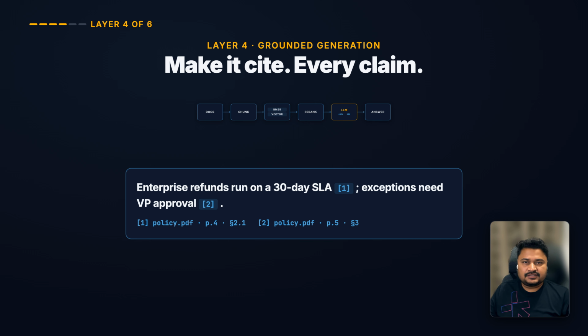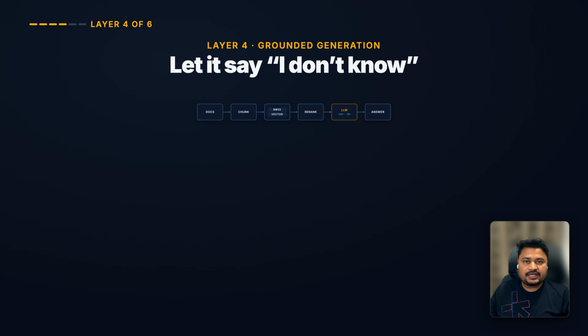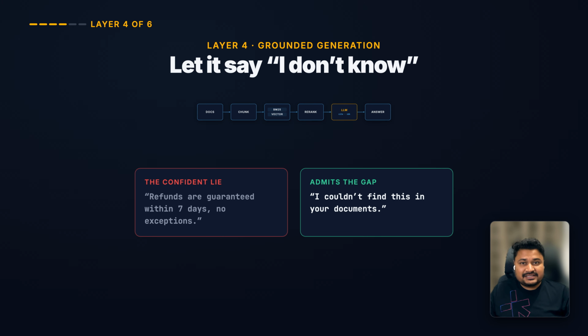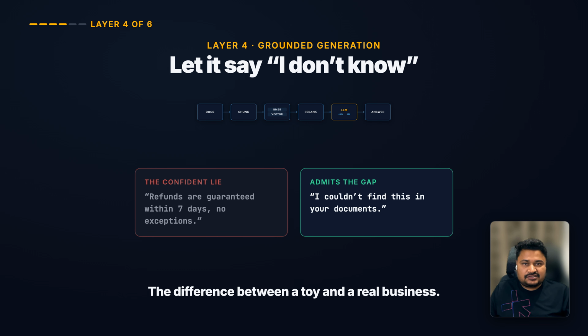Second, and this is the one people are scared to do. You give it permission to say, I don't know. If the chunks don't contain the answer, the worst thing it can do is hand you a smooth, confident paragraph of nonsense. Let it say, I couldn't find this in your document. A system that admits the gap is worth 10 times more than one that papers over it with a confident lie.